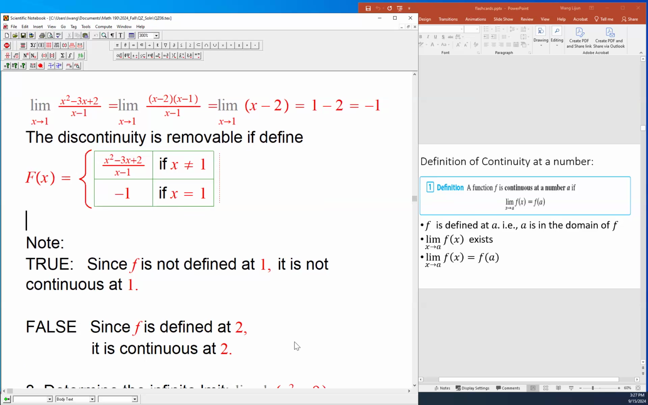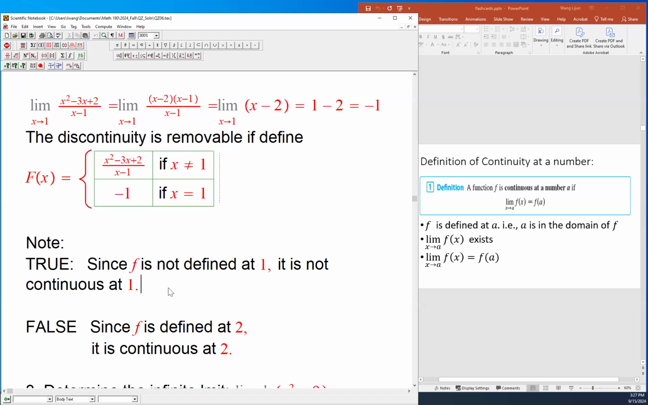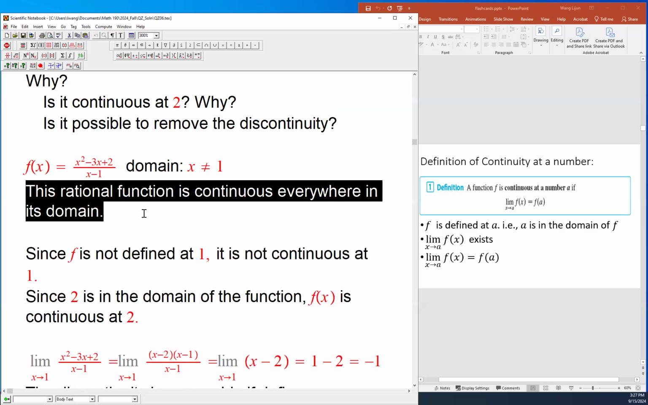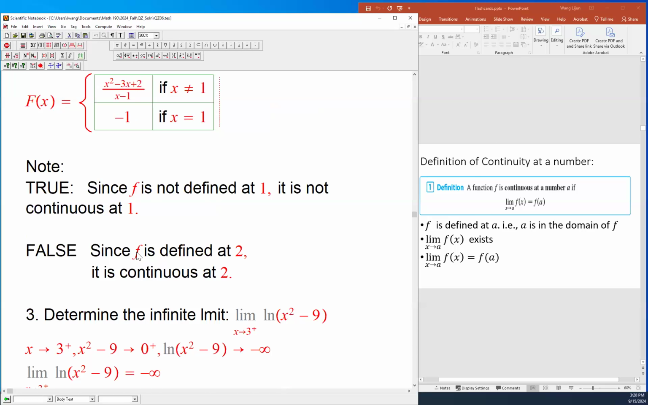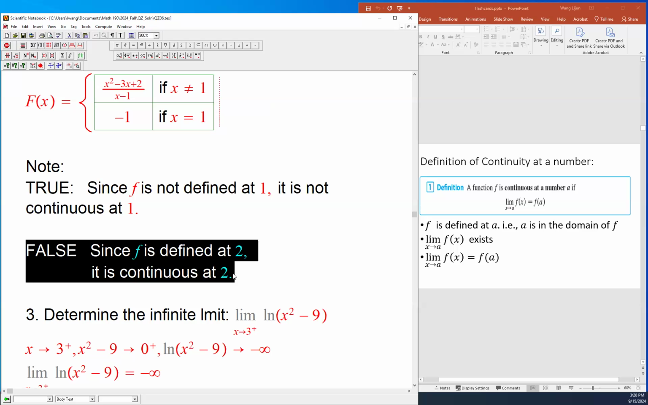I found this mistake in a lot of your work. Several of you said, since f is not defined at 1, it is not continuous. No problem, this is a true statement. However, if you say since f is defined at 2, therefore it is continuous, that is false. Especially those of you who made this statement did not mention this all-powerful theorem. If you only have the definition at the point, you still need to prove 2 other items to demonstrate it is continuous. So be careful. This statement is true, but this statement is false. For those of you who made this kind of connection, that's a mistake.